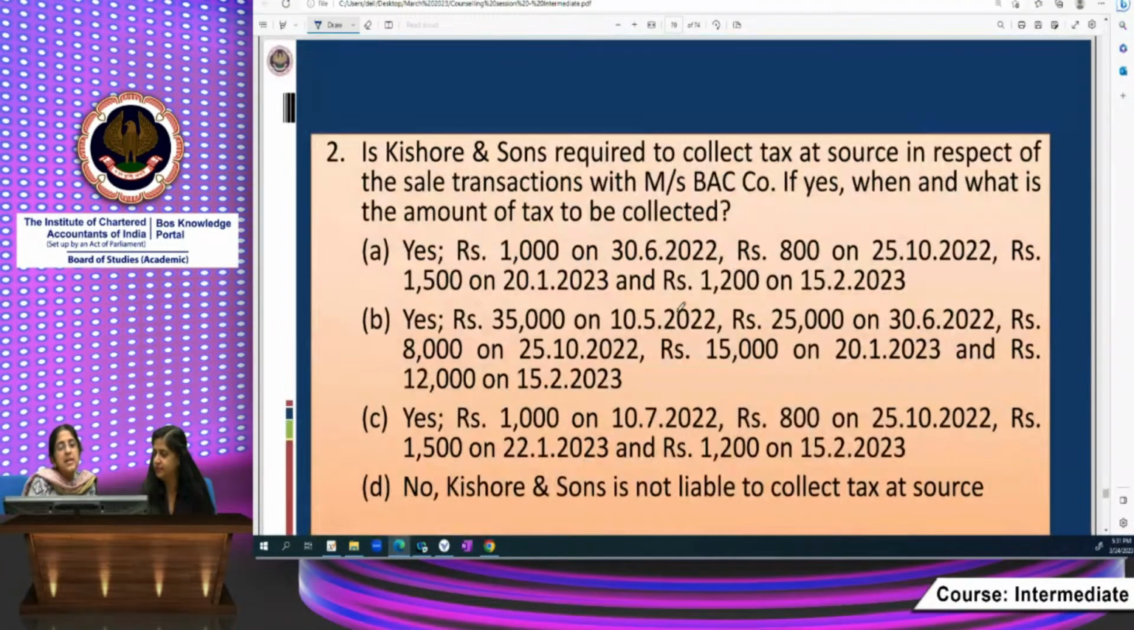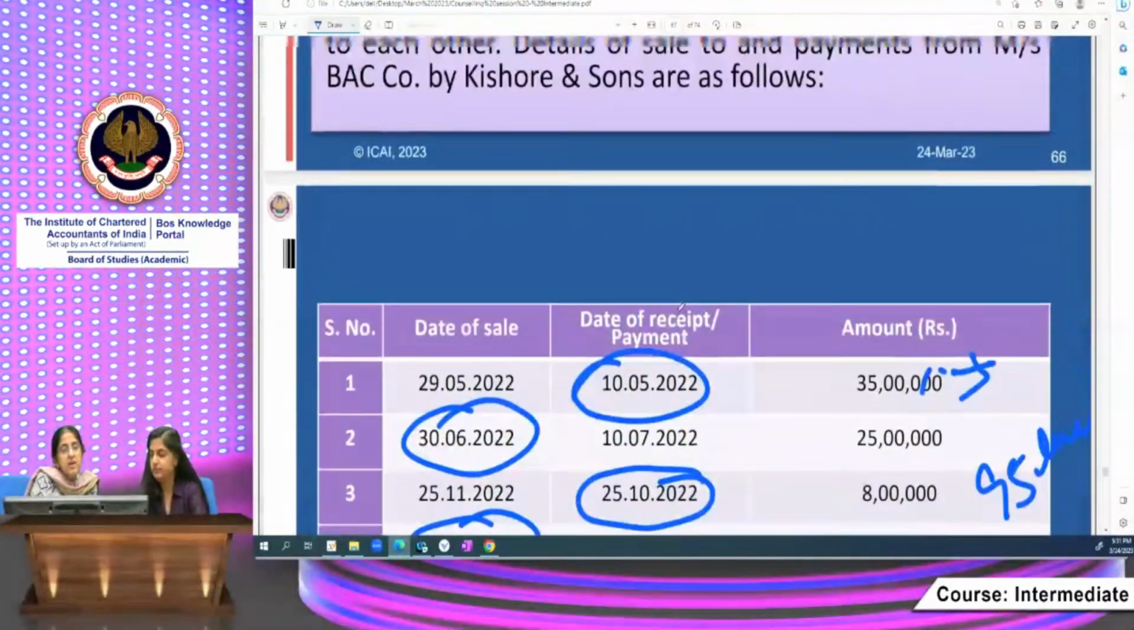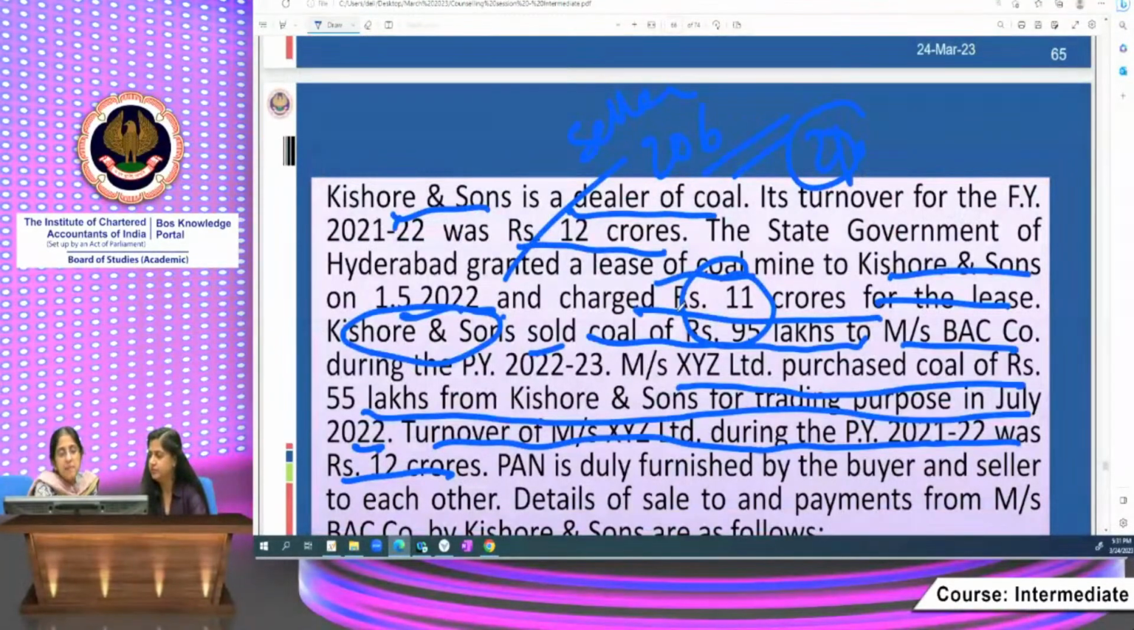Then the second one: is Kishore and Sons required to collect tax at source in respect of sale transactions with BAC and Company? If yes, when and what is the amount of tax to be collected? Let's see what the transaction with BAC and Company is.